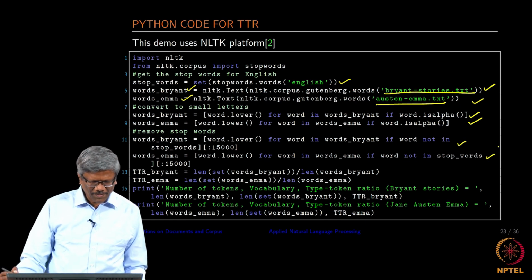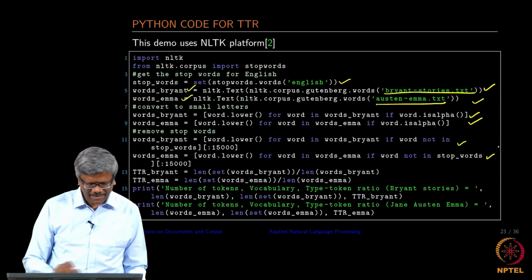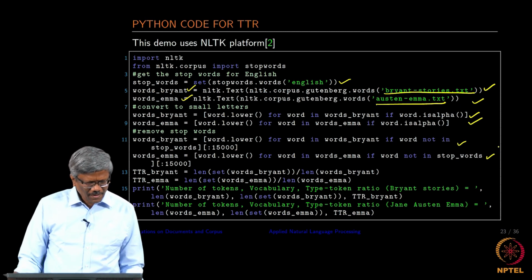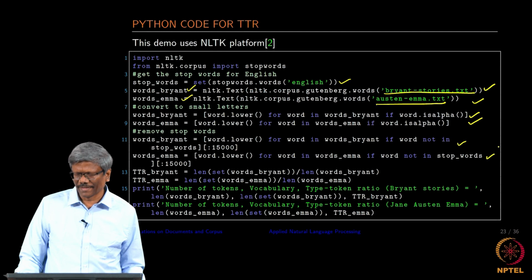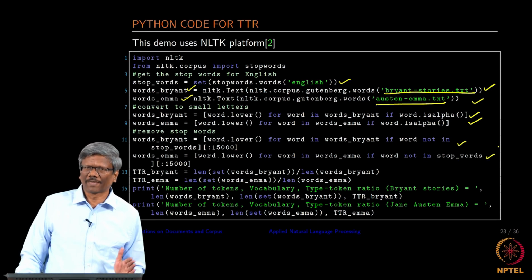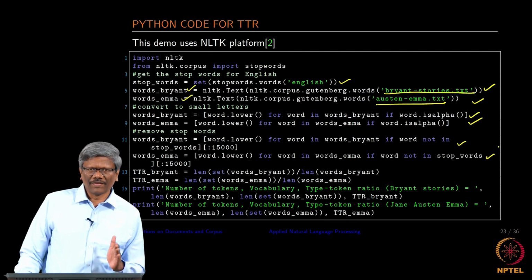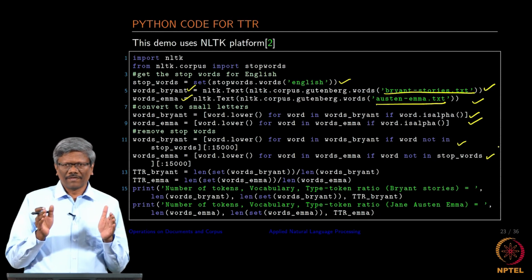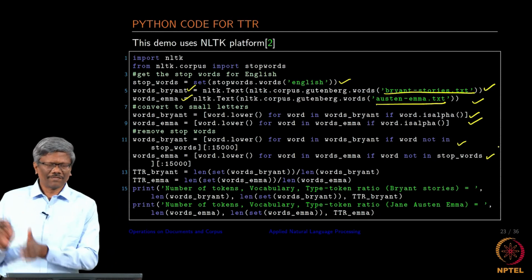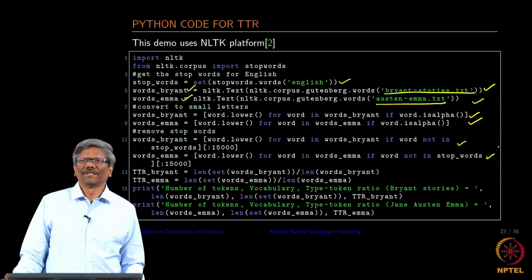Now what I am going to do is find the TTR ratio for Bryant and Emma. In this case the lengths of the Austen Emma text and the Bryant Stories text vary. So, we cannot compare two different word lengths. So, I am going to be using the count up to 15,000. For every 15,000 words, let us find out what the TTR ratio is.